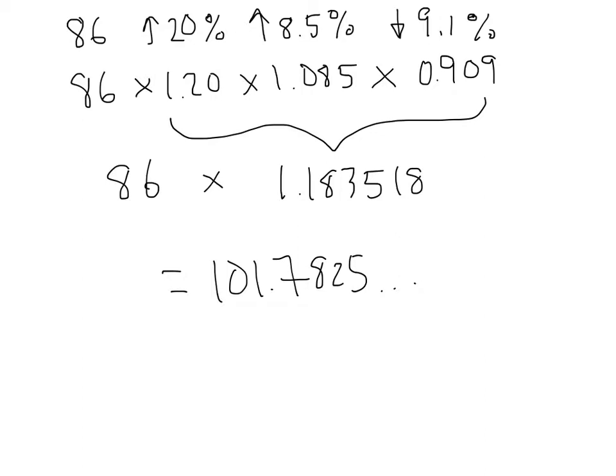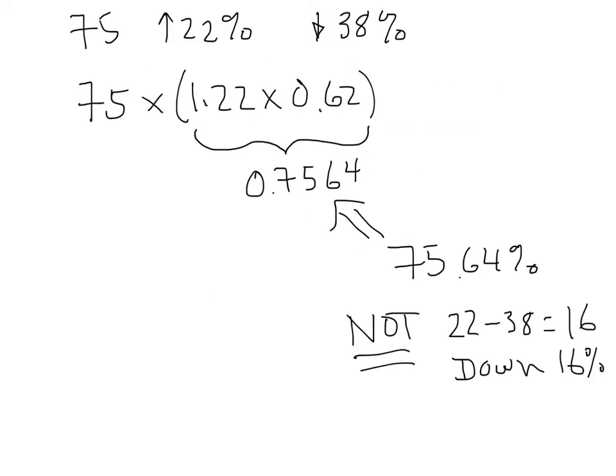What this means is you have 100% of 86 left and 18.3518%. In other words, this is equivalent to increasing 86 by 18.3518%. We'll talk a little bit about that in the next slide. So this is from the second slide, and it was where we started with 75, went up 22%, down 38%, and we wound up at 56.73.